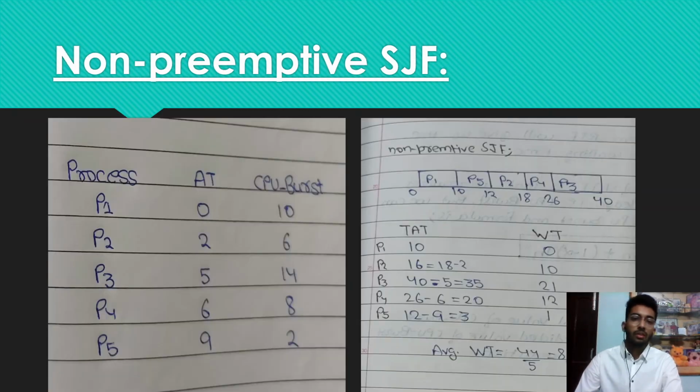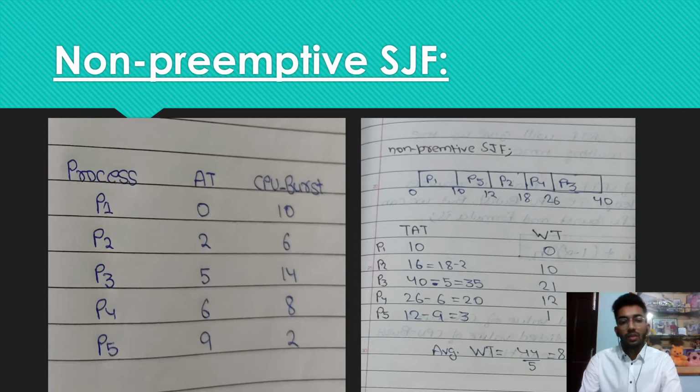First is the non-preemptive shortest job first. In this, if the CPU is assigned to the process, it will come out only after completion of the process, not before. So there are 5 processes, P1, P2, P3, P4, P5. So the shortest job at time 0 is P1. So P1 is assigned the CPU. P1 executes from 0 to 10.